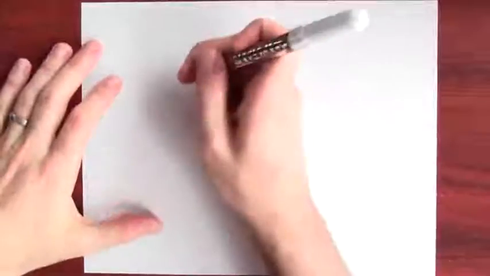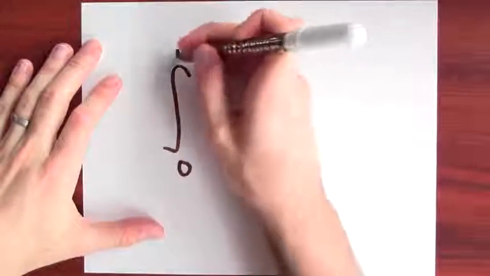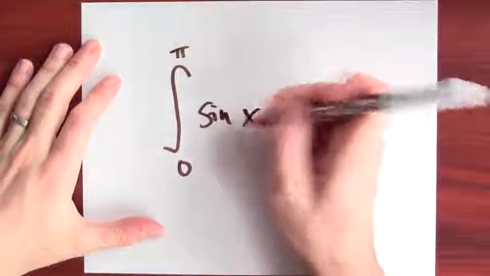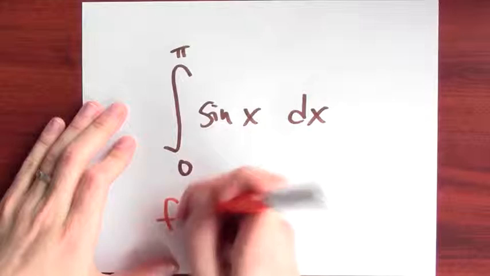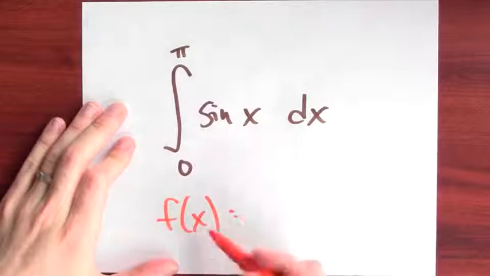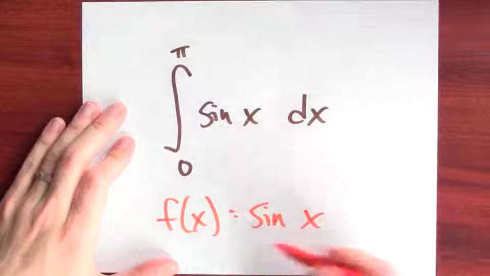Let's use the fundamental theorem of calculus to evaluate an integral. Let's do the integral from 0 to pi of sine x dx. Let's call this function little f. So f of x, little f of x, will be sine of x. Now I need to find an antiderivative for little f, right? I need a function whose derivative is sine of x.